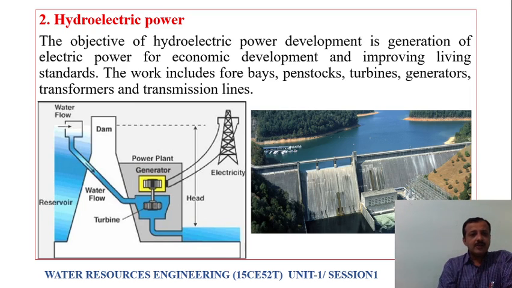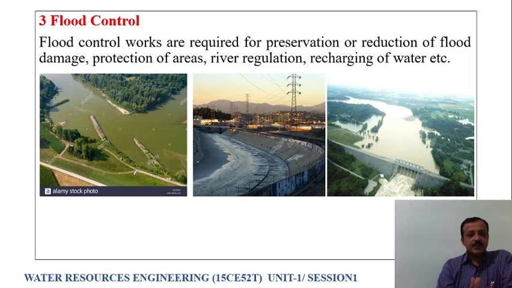Next is hydroelectric power. The objective of hydroelectric power development is generation of electric power for economic development and improvement of any country, any region, any industrial development. We require power for domestic use. So power is going to improve the economy of any region, any country. So the generation of hydroelectric power plays a very important role. The generation of hydroelectric power is another important objective of water resource engineering.